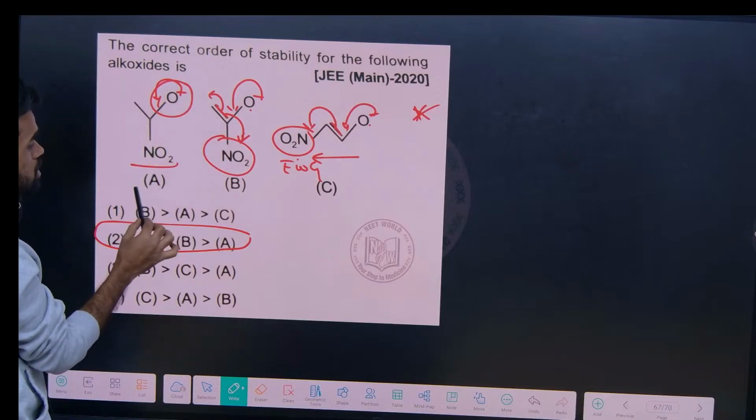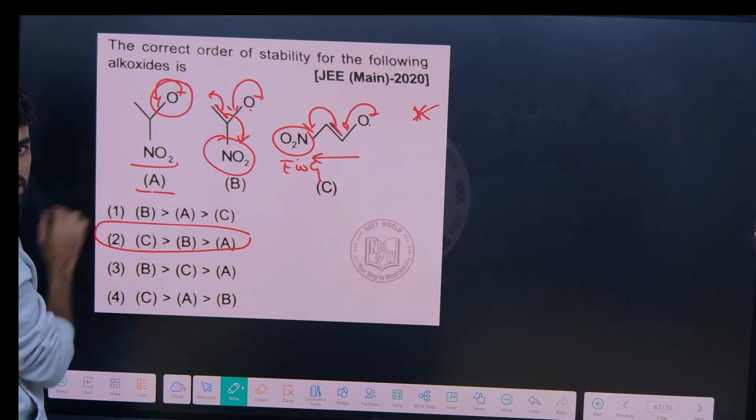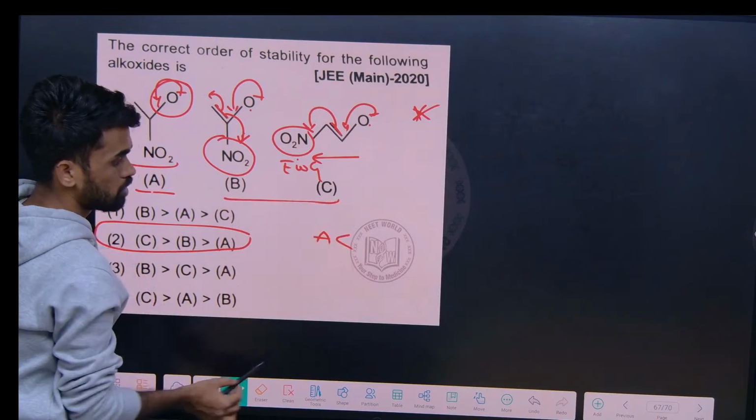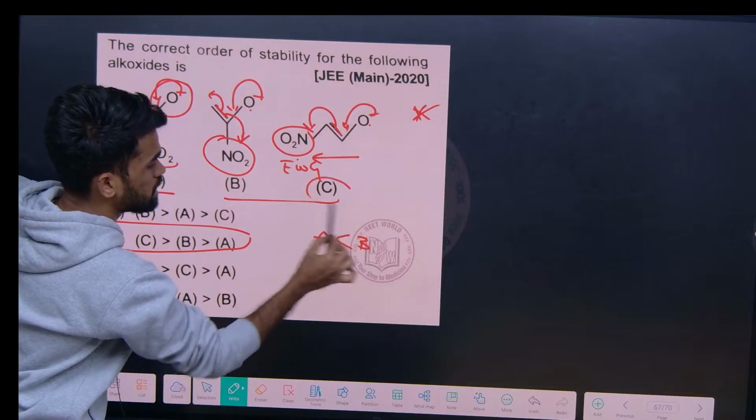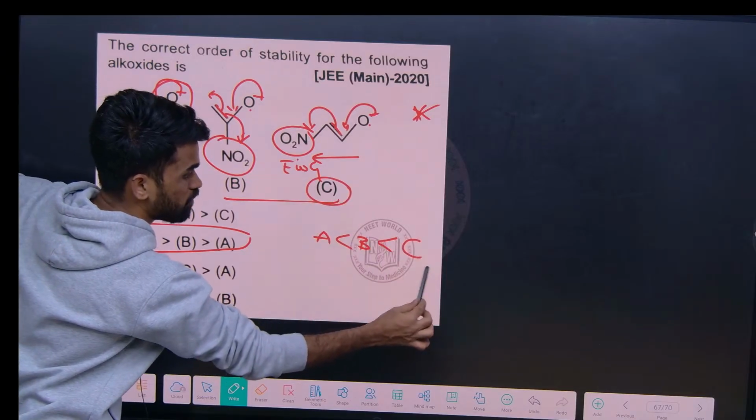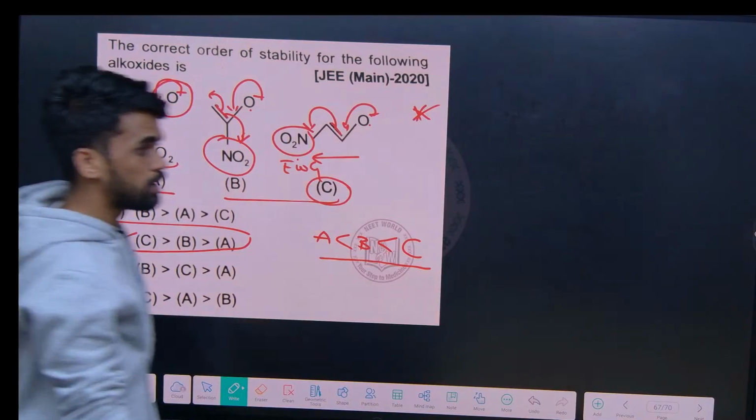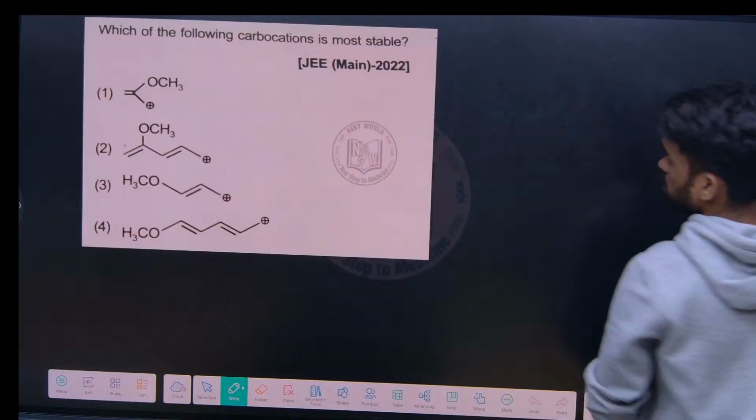Okay. So not stabilized much means which is least stable? A. So A is least stable. Then out of these two, B and C, we know C is more stable because it is a continuous effective conjugation. So where do we have A, B, C? Second option. Okay. Right. Next.